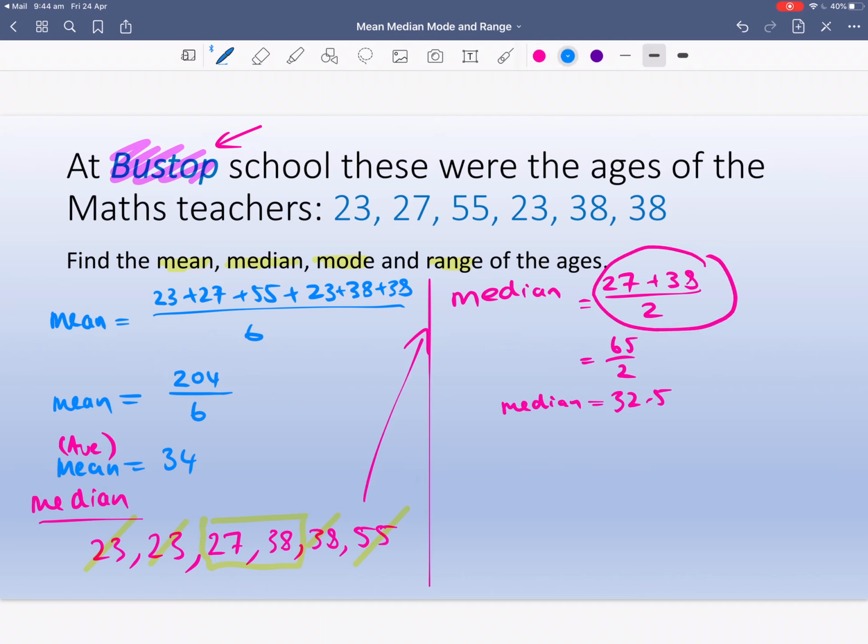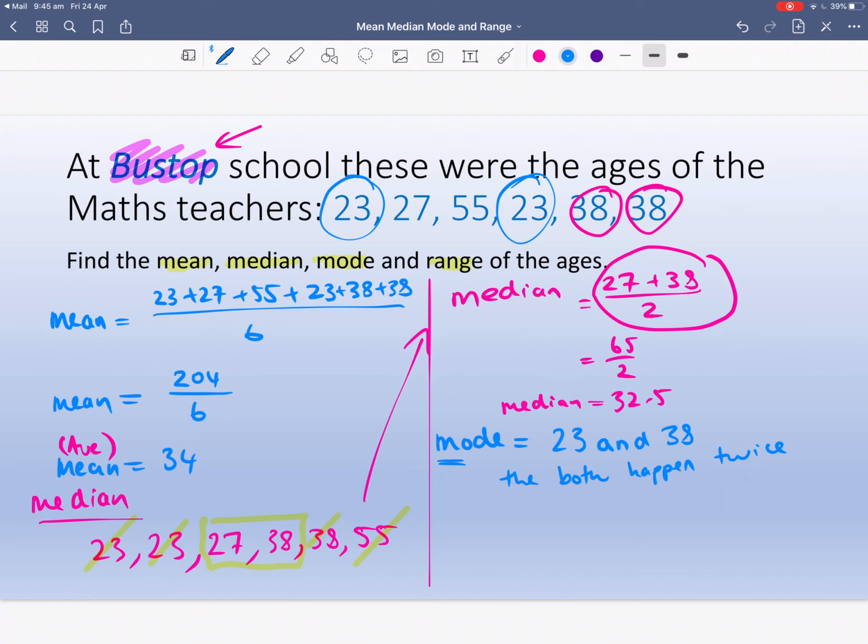All right, next one is the mode. Now, the mode is the MO most. It's the one that happens the most. Yeah, that's easy. It's 23. It happens twice. But so does 38. 38 happens twice as well. What do I do? Well, we write them both down. So the mode is 23 and 38. They both happen twice.